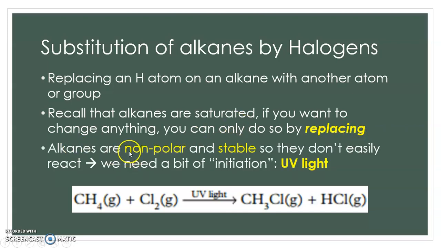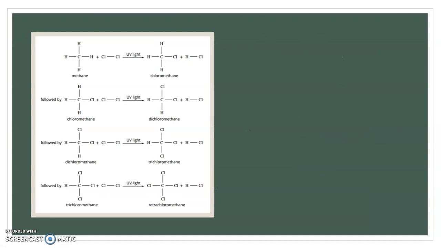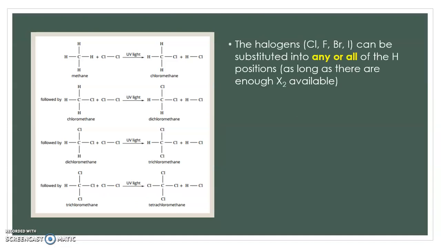So alkanes are nonpolar and quite stable, and they are so abundant on Earth. So they don't really react easily, but we want to use them, right? So we need a little bit of initiation. Therefore, substitution of alkanes by halogens requires UV light. This condition is almost a signature of this type of reaction.